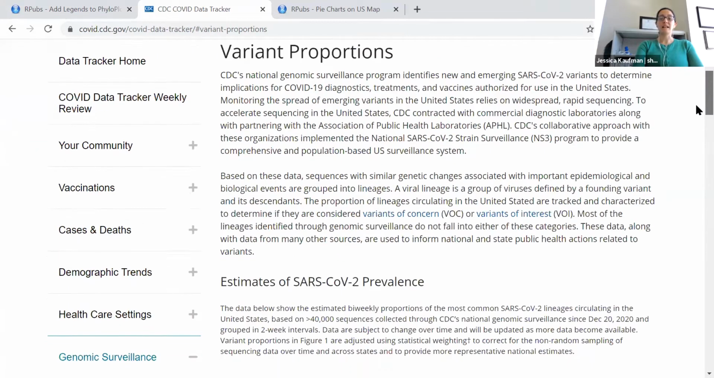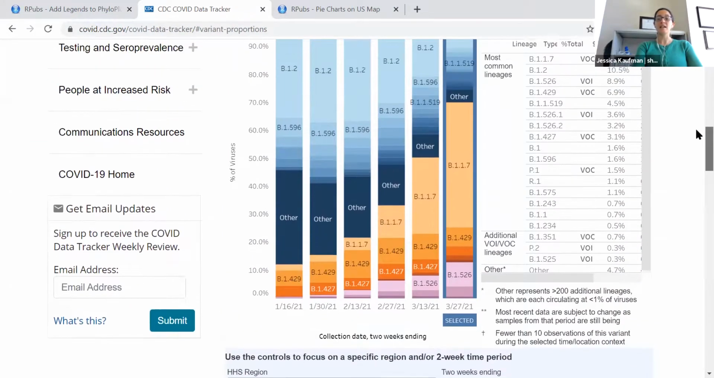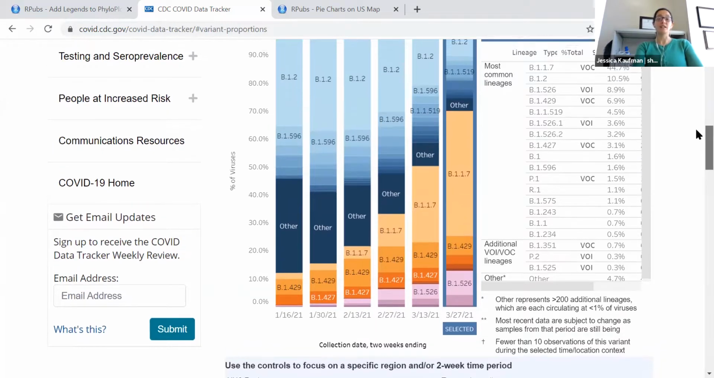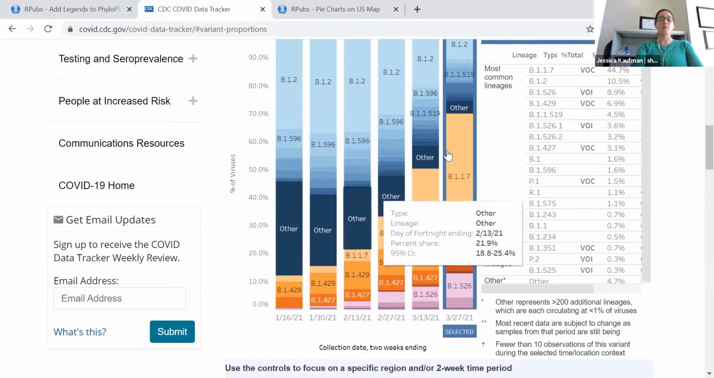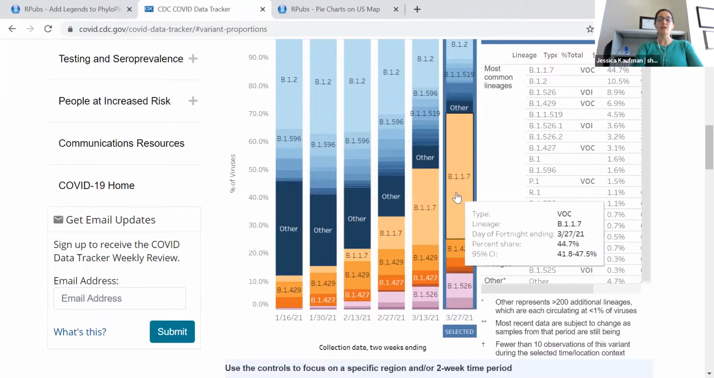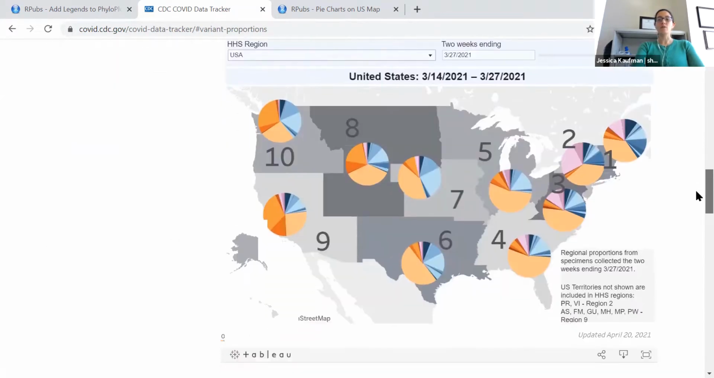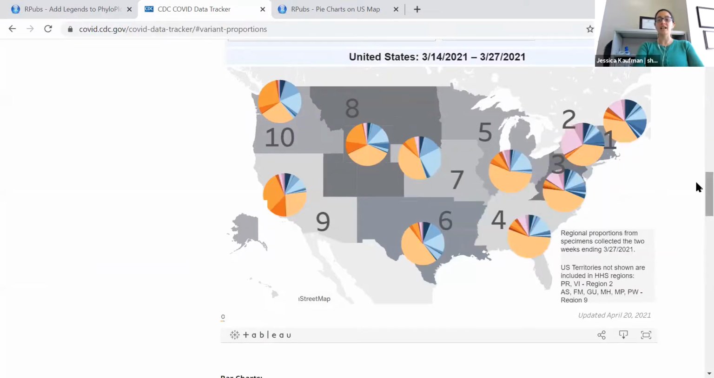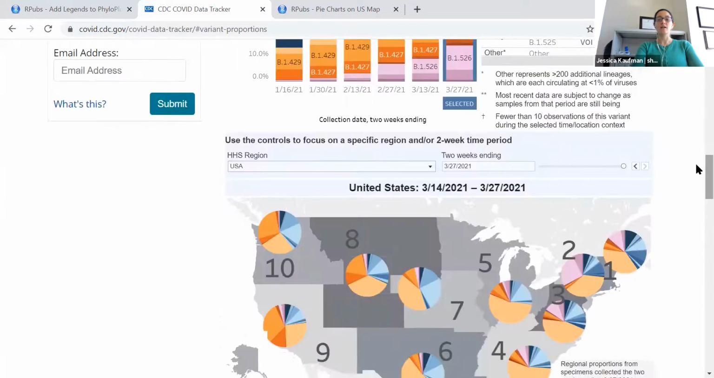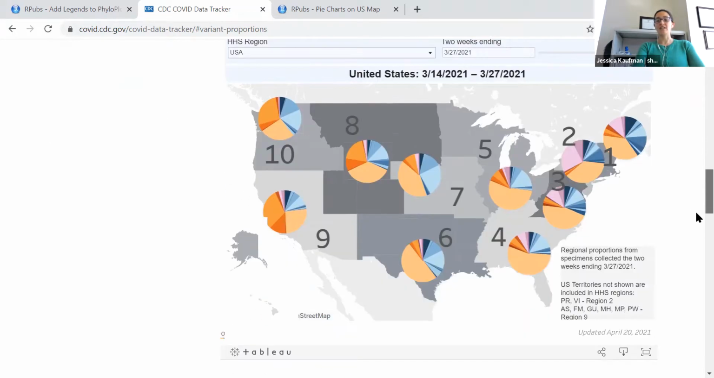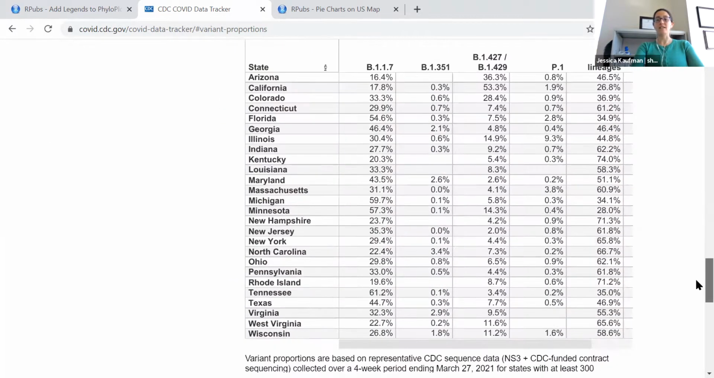You see the CDC has a summary by date. Starting on January 16th of this year, they started to track this and looking at what is the proportion across the country, and also what is the proportion in each HHS region, or we can even switch to looking at each state. So if we scroll down, you can see the table that shows the percent of each variant in every state.